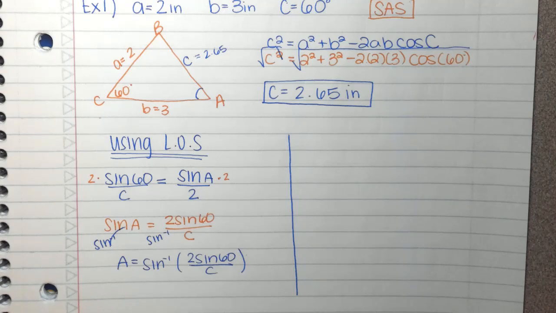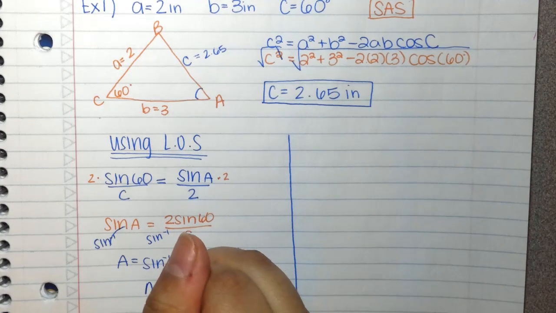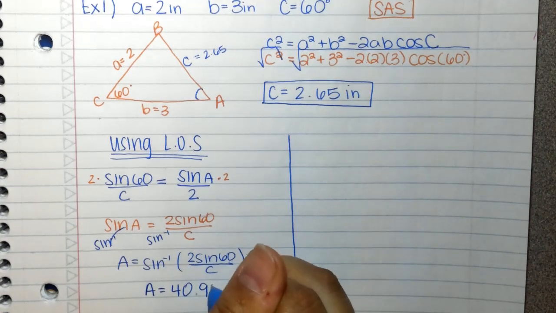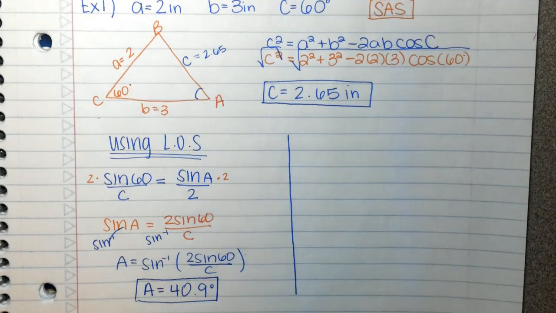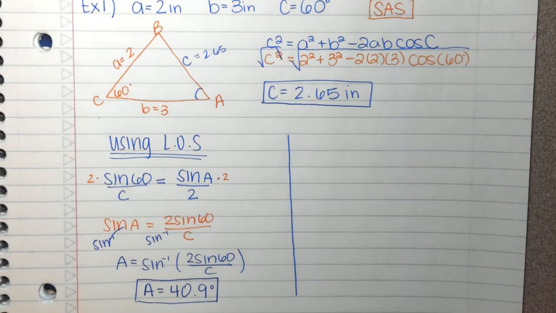You remember C was this, right? Oh, let me put C equals. Did I do that already? Oh, yeah, I did. So I put C equals. You didn't. Make sure you do that. So A equals the inverse sine of 2 sine of 60 over C. What do we get? 40.9 is my A. Degrees. Good job. Okay, that is using law of sines.